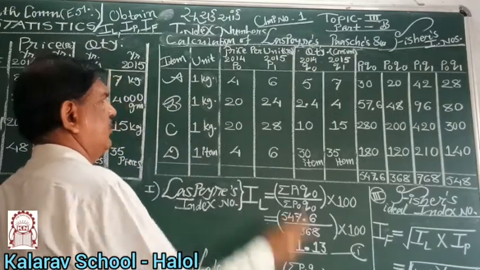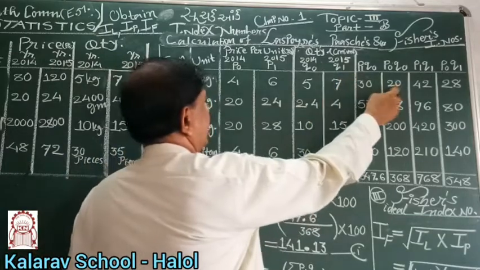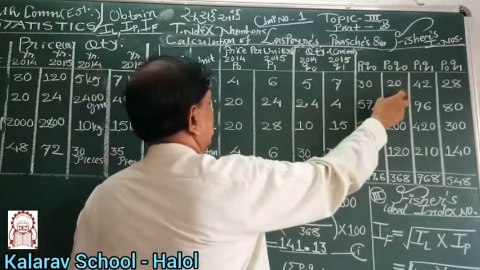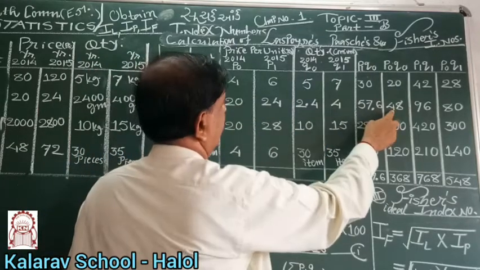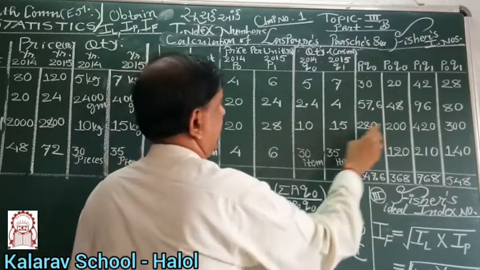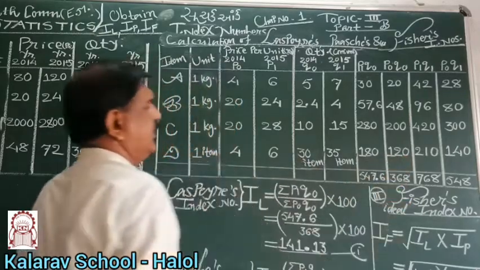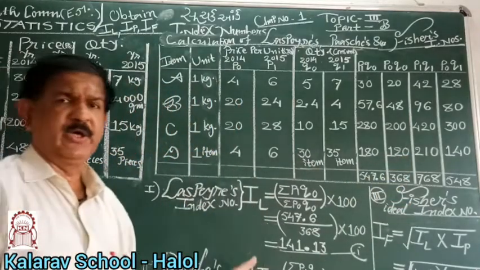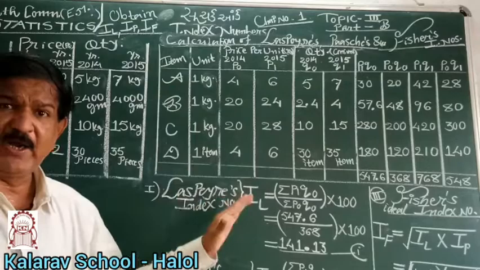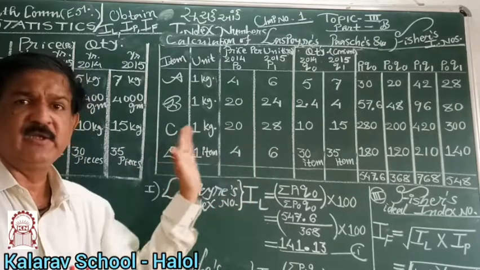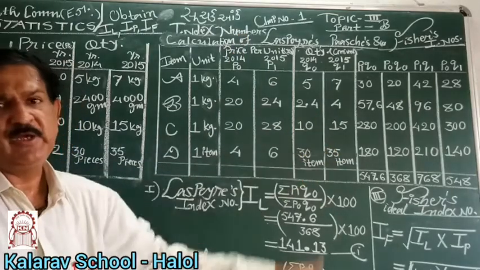Same way P0Q0. P0 is this column and Q0 is this column. 4 into 5, 20. 4 into 5, 20. 20 multiplied by 2.4 becomes 48. 20 multiplied by 10, 200. 4 multiplied by 30 becomes 120. One thing is important: you have to multiply the columns which are required. Do not interchange the others. Otherwise, if this table is incomplete or wrong, then the calculation may be wrong.